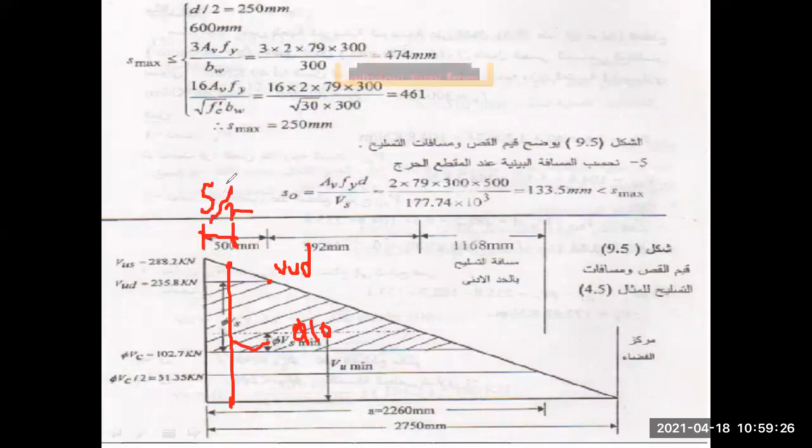Which S? The one you have calculated, and afterwards you have compared with S max, and you decided on the least one. So S is the least one you've got, the least S over 2. This would be the first place for your reinforcement, the first stirrup. So now, how do we calculate how many stirrups do we need?